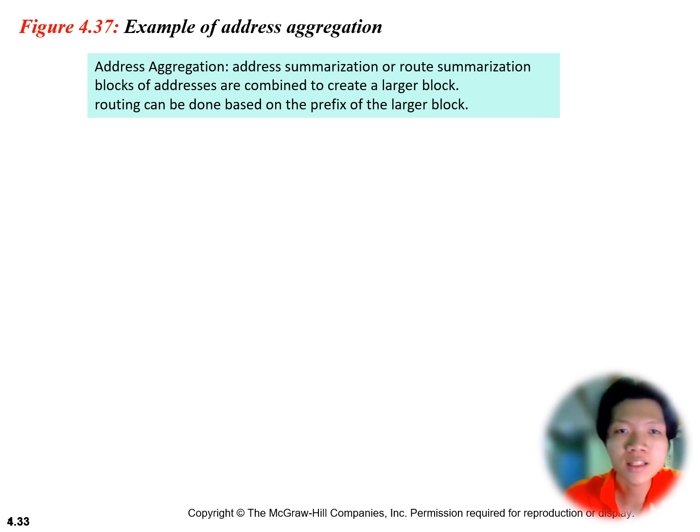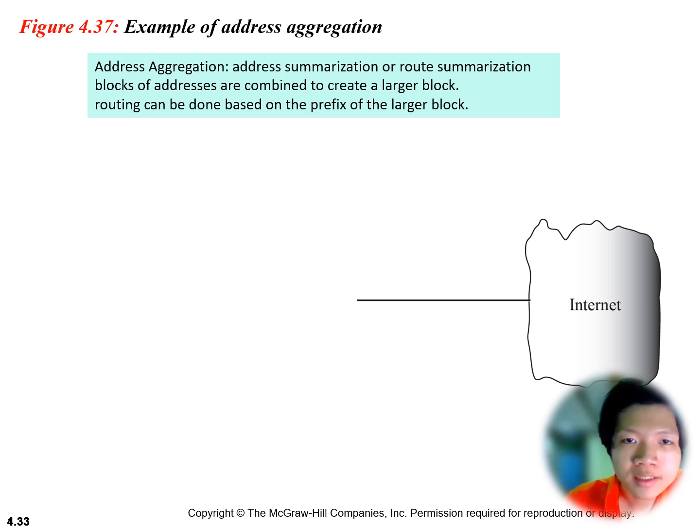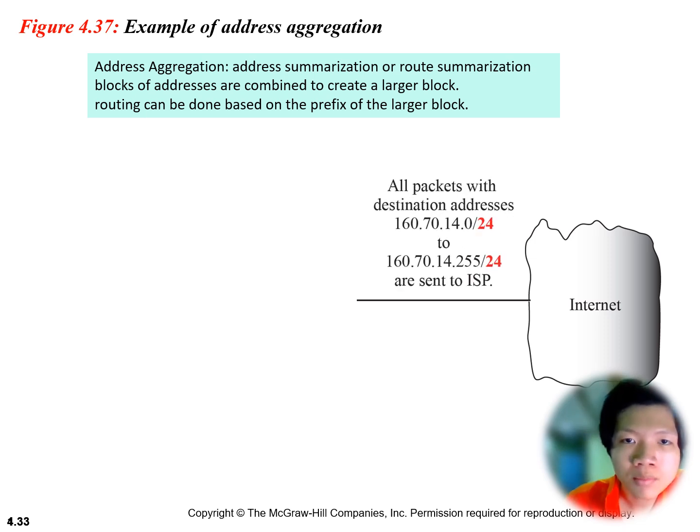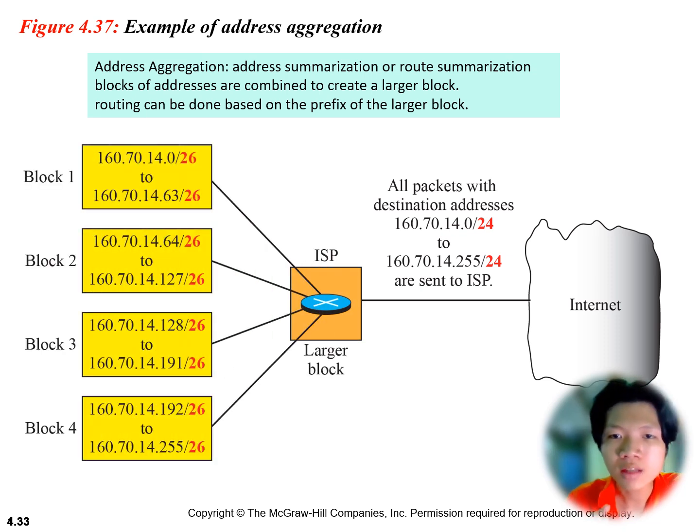And here is an example of address aggregation. Address aggregation is the summarization of addresses, where a large number of blocks of addresses are combined to create a larger block. Routing can be done based on the prefix of the larger block.